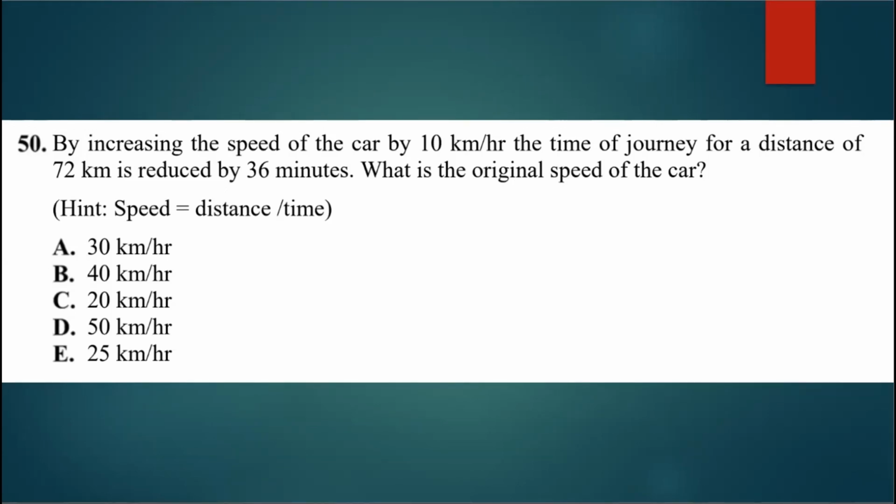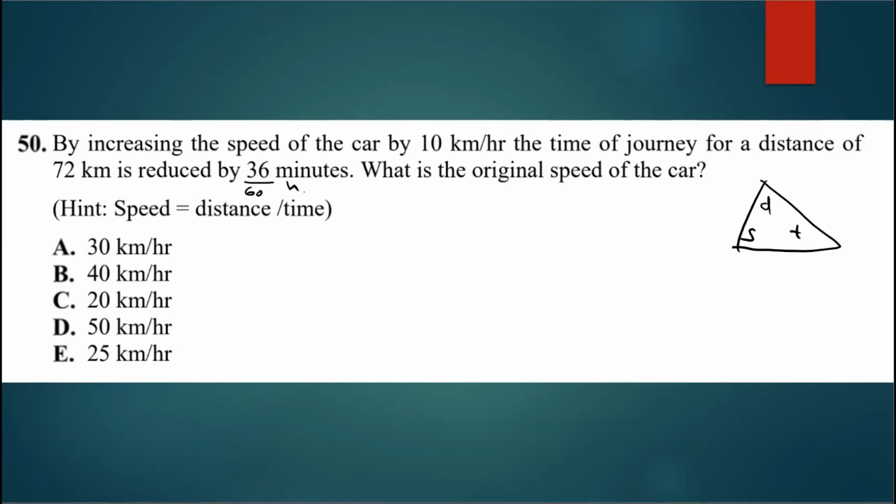By increasing the speed of the car by 10 kilometers, increasing the speed by 10, okay, for a distance of 72 kilometers, the time is reduced by 36. So this is in minutes, be careful. So I will write that over 60 to be in hours. What is the original speed? So let x be the original speed. You know that triangle pretty much: speed is distance over time.